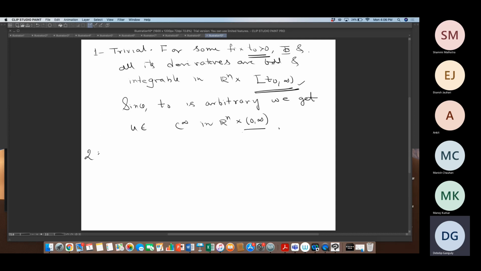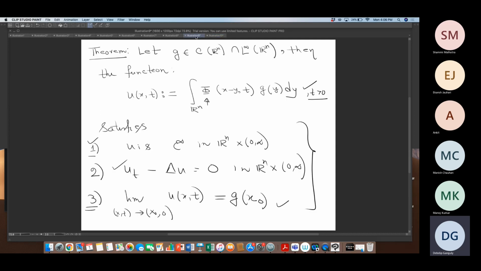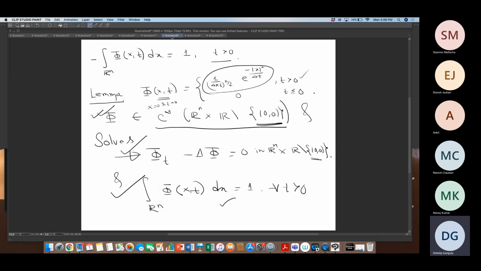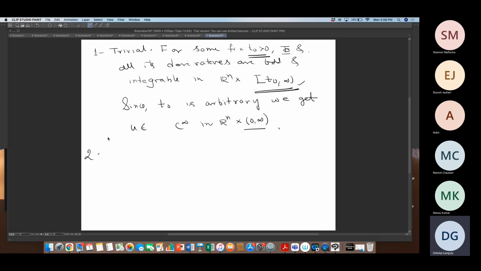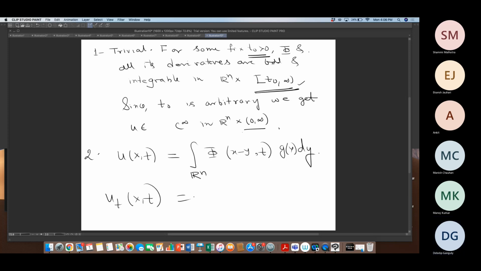Okay. Second part, how to do the second part? u_t minus Laplacian of u equals 0. Just use this property. Let's prove this; because t is positive, we are safe. What is given? u(x,t) is given to be the integral of phi(x minus y, t) g(y) dy. What is u_t at the point (x,t)? Just use the definition and differentiate under the integral. This will be the integral over Rn of phi_t(x minus y, t) g(y) dy.